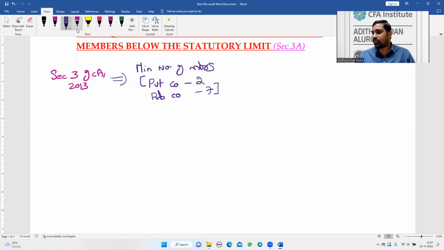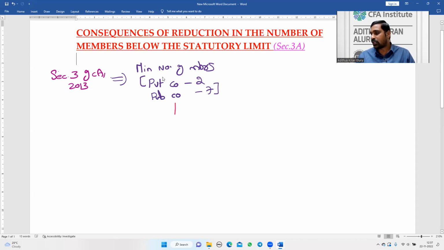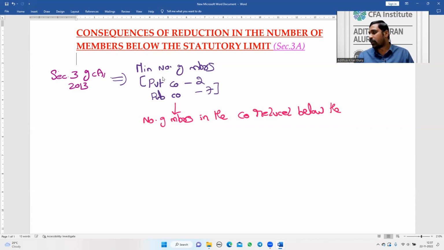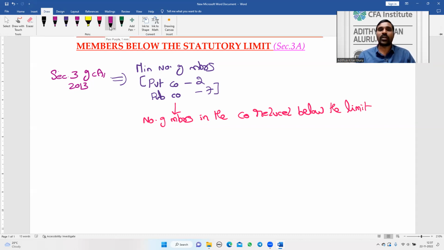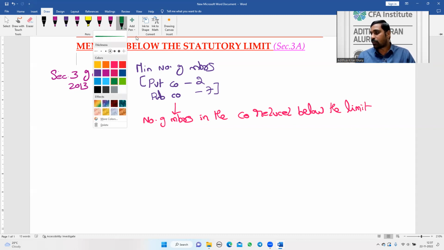So now the question: if there is a reduction in the number of members in the company below this limit, sir, why will the number of members reduce? If the company started with minimum 2 members or with minimum 7 members, under what circumstances may there be a reduction in the number of members? Well, we'll come to that.